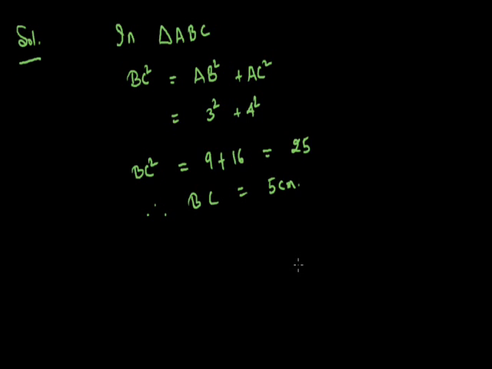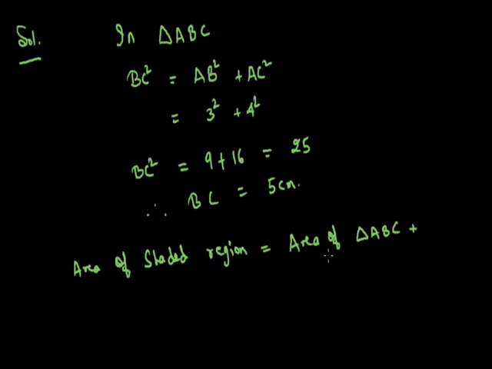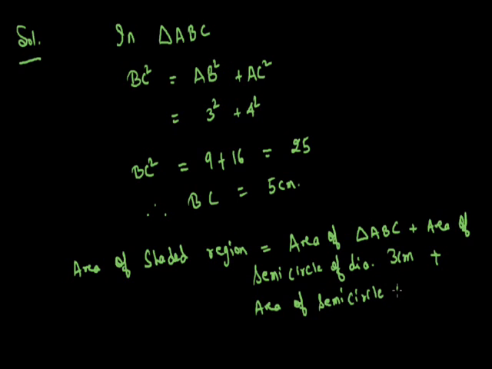Now we have to find the area of shaded region. So area of shaded region equal to area of triangle ABC plus area of semicircle of diameter 3 cm plus area of semicircle of diameter 4 cm minus area of semicircle of diameter 5 cm.